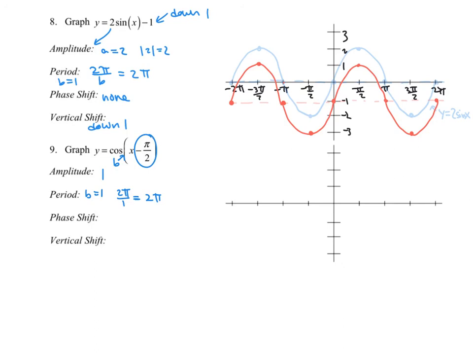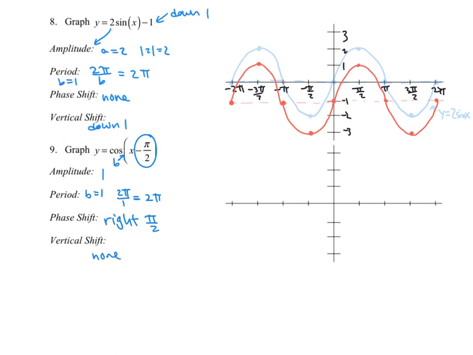But we do have a phase shift because we have this number being subtracted on the inside. Now remember, horizontal shifts, I always call it opposite land. Since it's minus pi over 2, instead of going to the left pi over 2, we're shifting this function to the right pi over 2. And there's no vertical shift because I don't have a number added or subtracted on the outside. So no vertical shift this time.